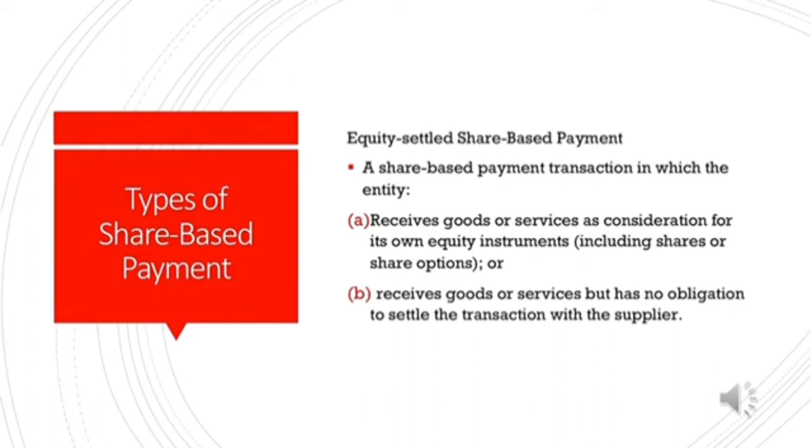There could also be some vesting conditions, and these are some services or performance conditions that the other party must fulfill before being entitled to share-based payment. For example, directors might be entitled to receive the shares of the company after 5 years of their service. These 5 years are a vesting condition.